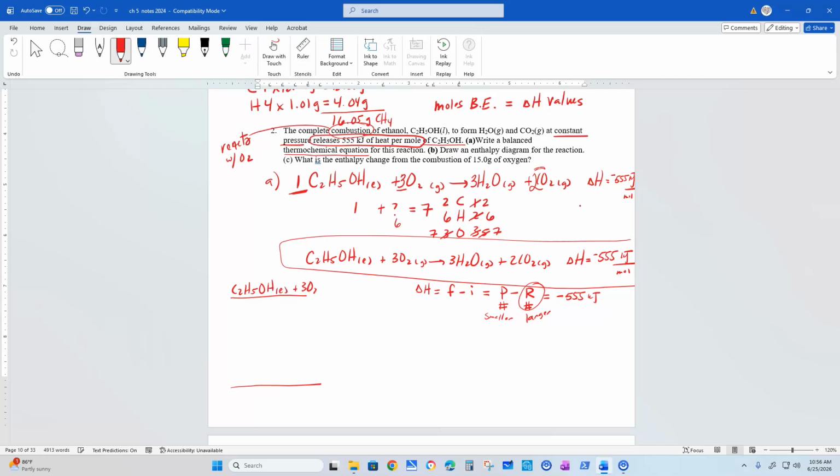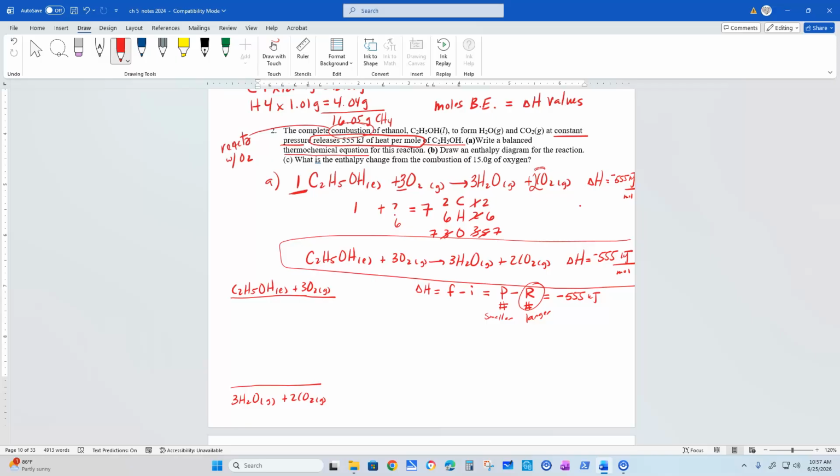And you know, in class, we will practice more of these. I'm just showing you the first sample. My products will go on the bottom. So don't forget the coefficients, states of matter. Okay. And now I'm going to draw my arrow.